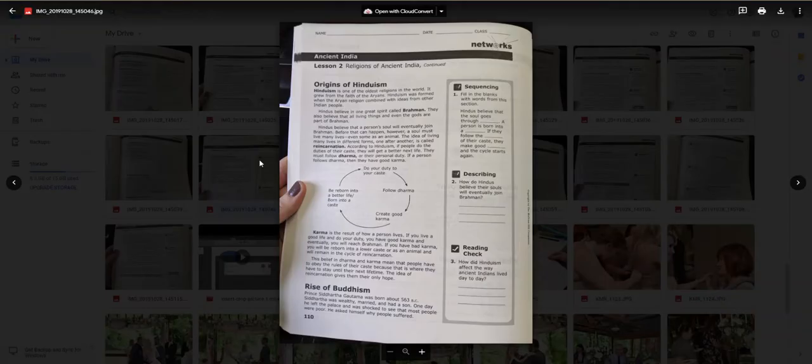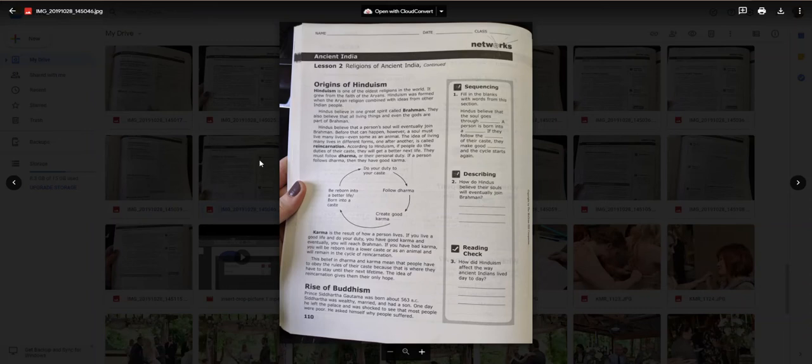The origins of Hinduism. Ready? Here we go. Hinduism is one of the oldest religions in the world. It grew from the faith of the Aryans. Hinduism was formed when the Aryan religion combined with ideas from other Indian people. Hindus believe in one great spirit called Brahman. They also believe that all living things and even the gods are part of the Brahman.